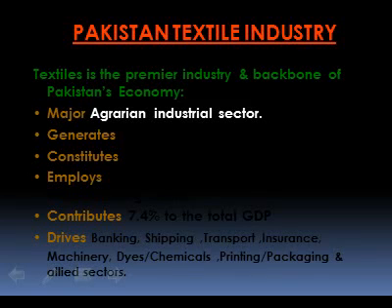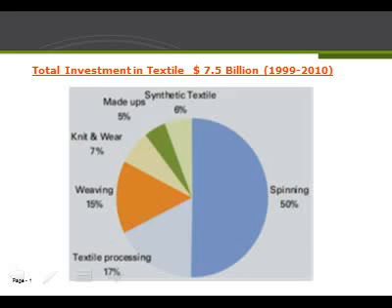First comes the textile industry of Pakistan. Textile is the premier industry and backbone of Pakistan's economy. It generates employment, constitutes employees, and contributes 7.4% to the total GDP. This pie chart explains the total investment in textile from year 1999 to 2010.